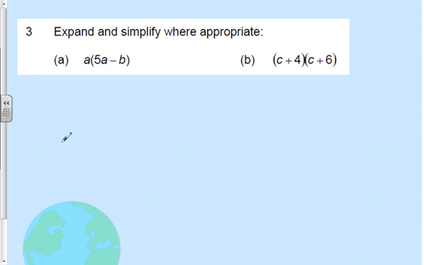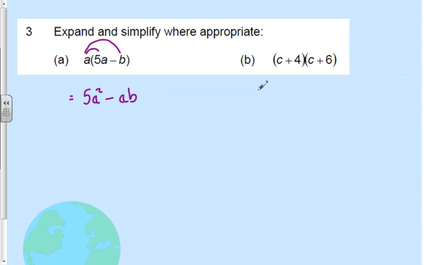A gives us a brackets 5a minus b. So we can start by either using our arcs to remind us, or remembering that the term outside the bracket is multiplied by each term inside the bracket, which is going to give us a times 5a, which is 5a squared, minus a times b, which is ab.